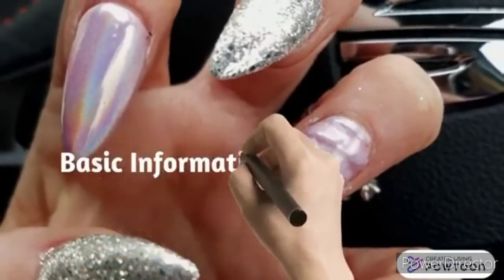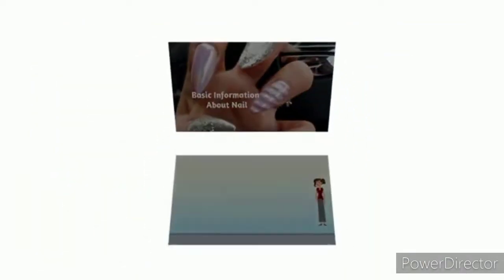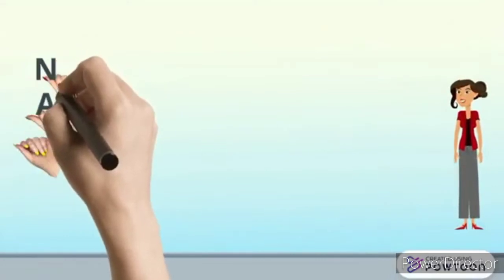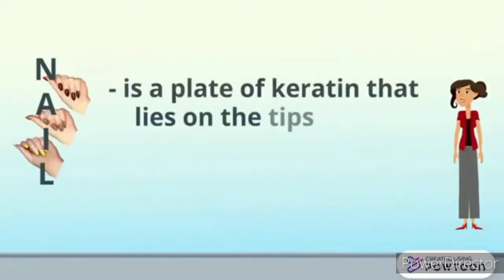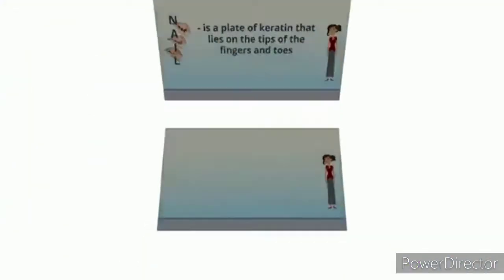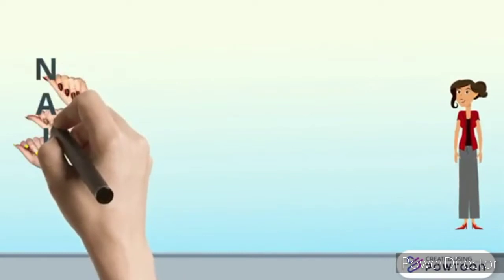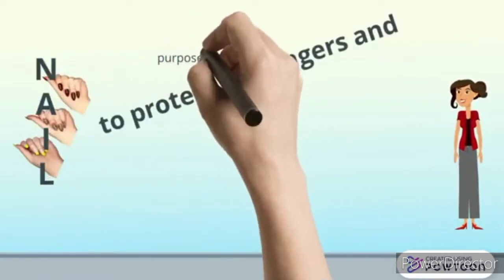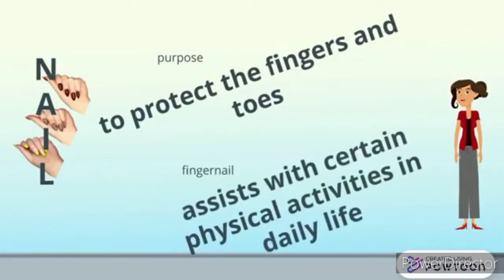The first topic that we're going to discuss is all about the basic information about nail. So when we talk about nail, it refers to a plate of keratin that lies on the tips of the fingers and toes. So why do we have nails? The main purpose of the nail is to protect the fingers and toes. However, the fingernail also assists with certain physical activities in daily life.